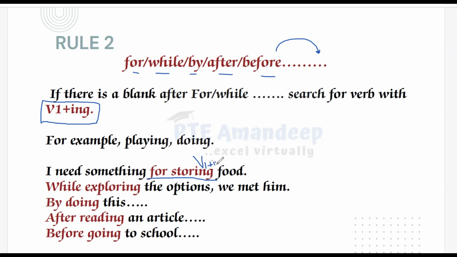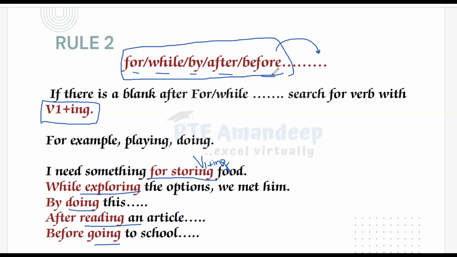Ing form always comes with the verb's first form, right? So while, again there is a dash, what will come? Ing verb. By, again ing verb. After, ing verb. And before, ing verb. So for, while, by, after, and before, if any of these words are written before the blank, then definitely a verb with ing form will come. For example, you are given five options, and the word you will pick is a verb ending with ing.